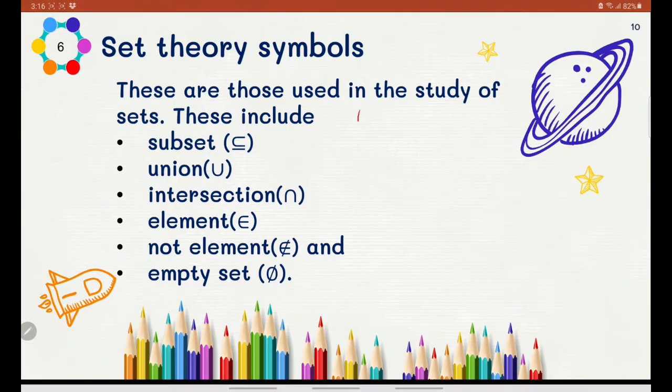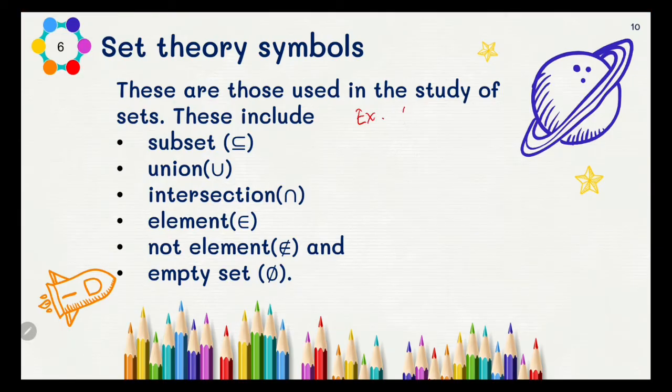So, let's say for example, I have A: 1, 2, 3. And then I have B: 1, 2. When we say subset, it means it is part of a bigger group. B is a subset of A. Next is union. Union is simply combining two sets. Let's say for example, I have set C.